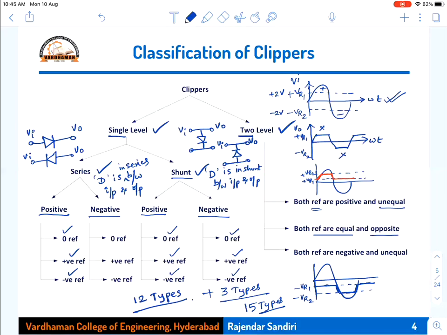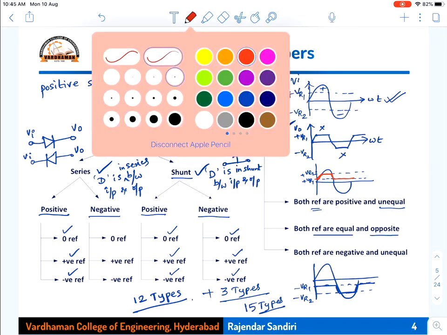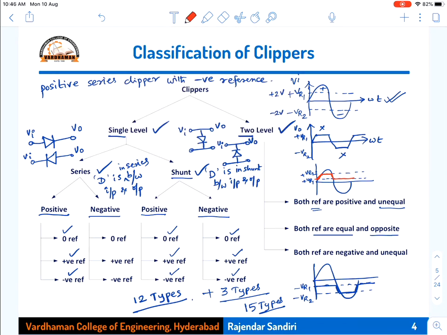Okay. Suppose you take a positive series clipper with negative reference. That is the name of the clipper. Now, can you identify where that type of clipper is actually located in these 15 types?